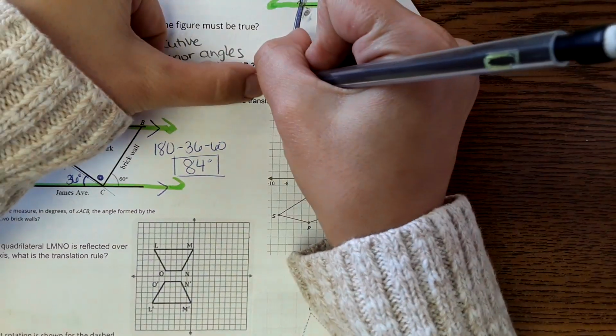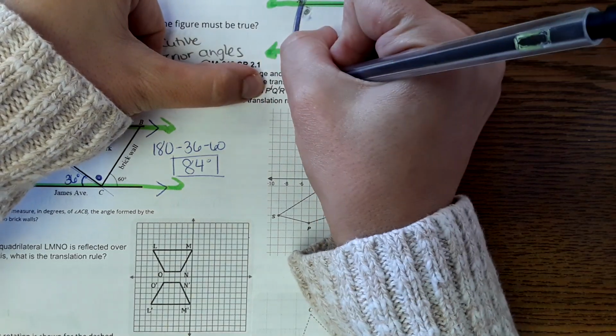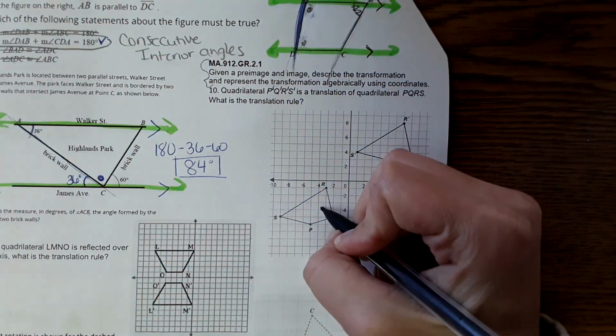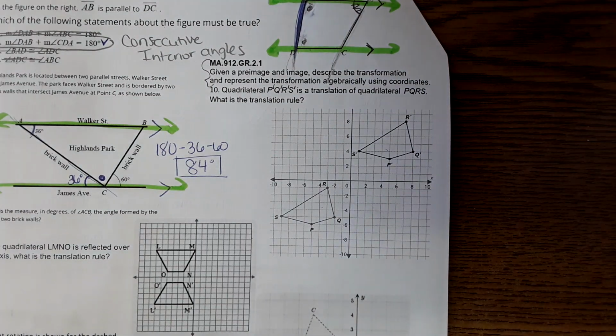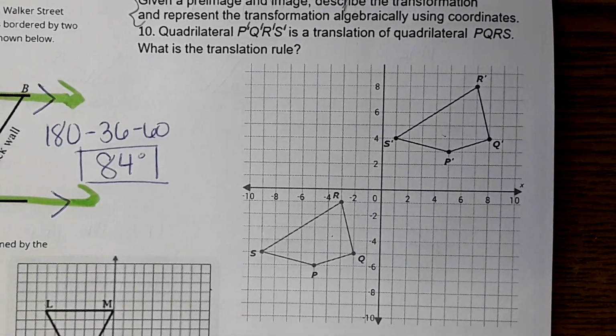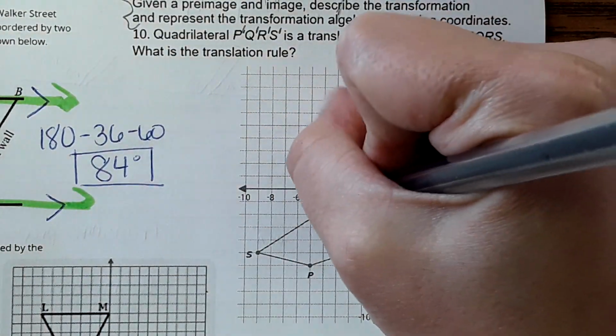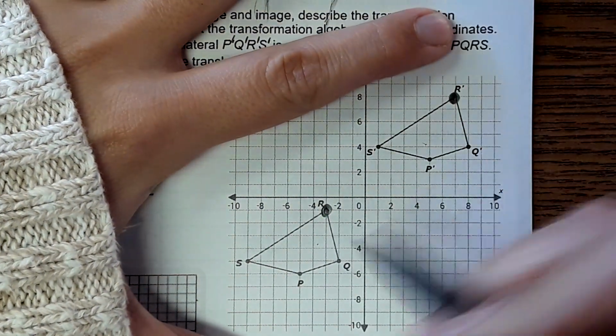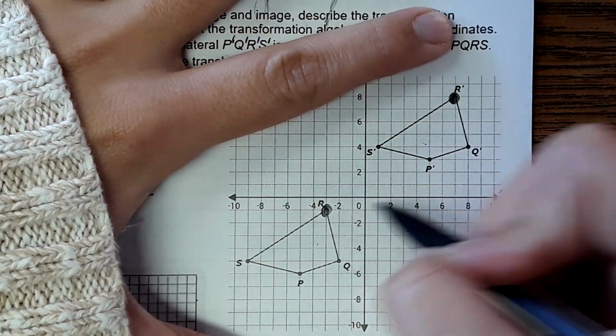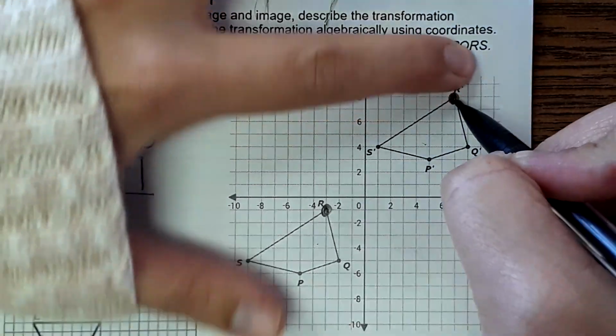So remember the one with the little marks right here is the prime one, and that's the second figure. So you're going from the original to the new one. What you would do is just choose a point. It doesn't matter which one. It just has to be the same corresponding point on the other one. So I might choose R and R prime. And I need to understand what the movement is here from this one to this one.